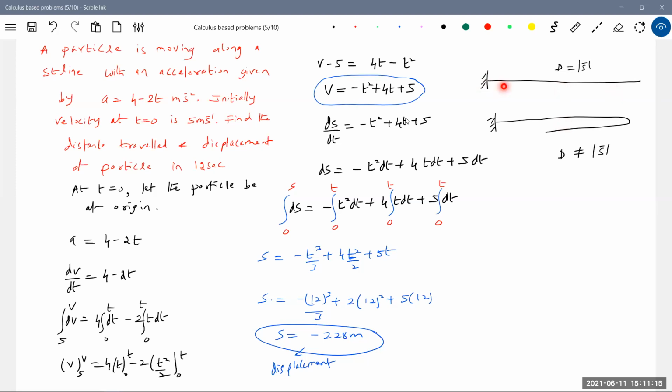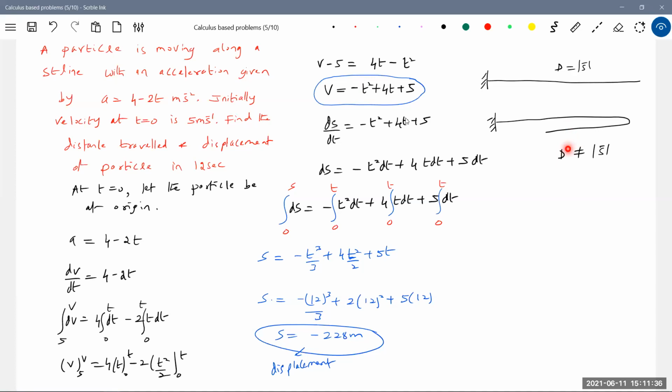If the velocity takes only one sign, then it doesn't change its direction of motion. Between 0 to 12 seconds, if we have both positive and negative values of velocity, it means it is changing direction of motion. In that case, the displacement and distance covered will not be equal. That is the basic idea.